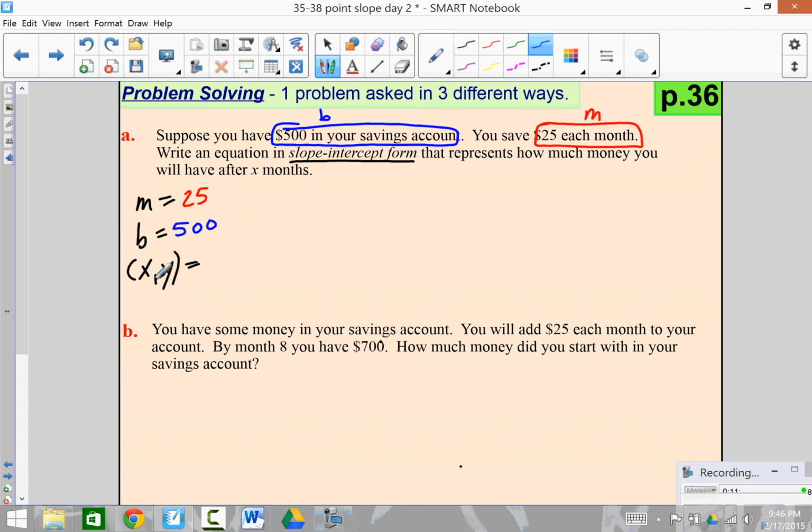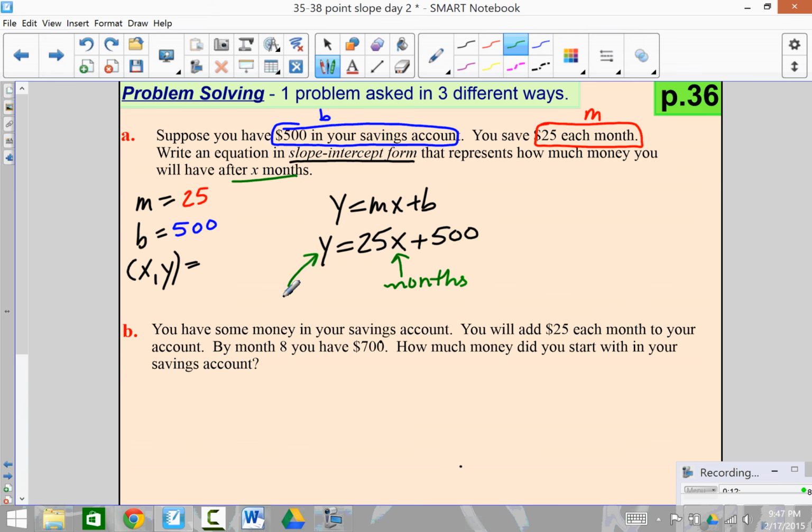So in other words, if we have our m and our b already, we don't actually care about an ordered pair anymore because we have enough information to write an equation. So our equation in y equals mx plus b is y equals 25x, my m is 25, plus my b, which is 500. And we just wrote an equation in slope-intercept form that represents how much money you have after X months. So I know X is months because it's $25 per month, and I know Y is our savings amount.